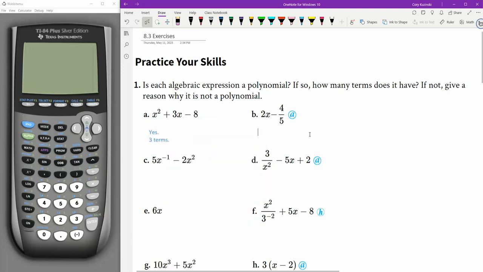Is this a polynomial? Yes, indeed it is. And it has 2 terms, making it a binomial. So I should probably use that vocabulary as well. So this is a quadratic trinomial, and this is a linear binomial. This is not a polynomial. I'll just say no. The variable has a negative exponent.